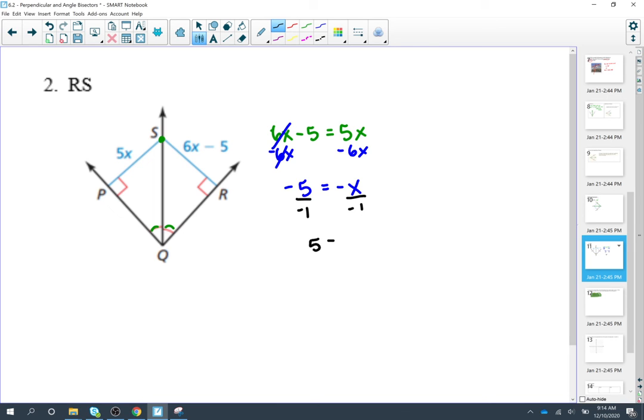So 5 equals x. Now we have to find RS, which means we have to substitute our 5 back in. If I look at this, I think it's way easier to substitute the 5 back in here. Because what's 5 times 5? 25. And if this is 25, then this is 25. So I know that RS is 25.